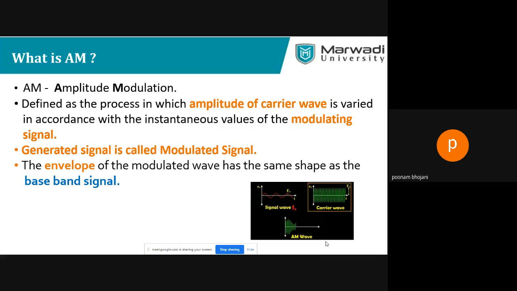But they are saying that the envelope of the modulated wave has the same shape as the message signal. So why is it required that the envelope should have the same shape? Because at the reception side, we will use a demodulator in such a way that it can detect this envelope, so that you can get the original signal back. If the demodulator is able to detect this envelope, then you will be able to get the original signal back at the reception side.